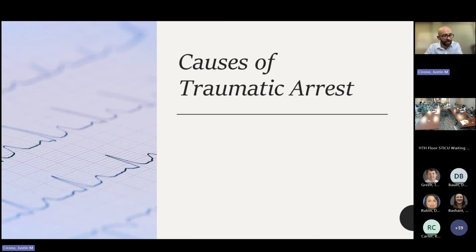And just quickly, I know we're running a little short on time here. Causes of traumatic cardiac arrest, just to briefly review here, going into the resuscitative thoracotomy concept. These are the most common causes of traumatic arrest, and there's not really an order of these, but hemorrhagic shock is probably the most common, although I couldn't really find great literature to support that.